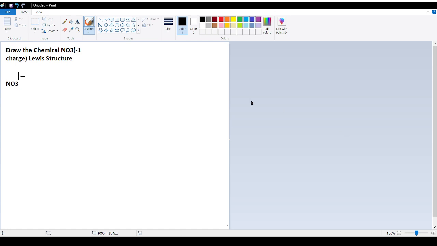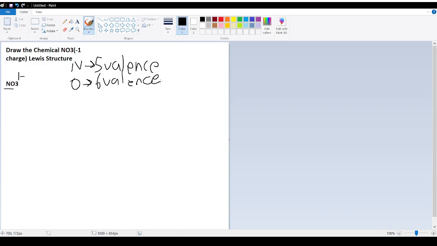Today I'll be teaching you how to draw the correct Lewis structure for NO3 with a -1 charge. I'm going to use VSEPR theory to find out. First, nitrogen has 5 valence electrons, and oxygen has 6 valence electrons.